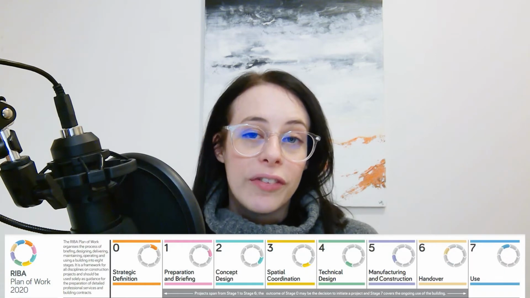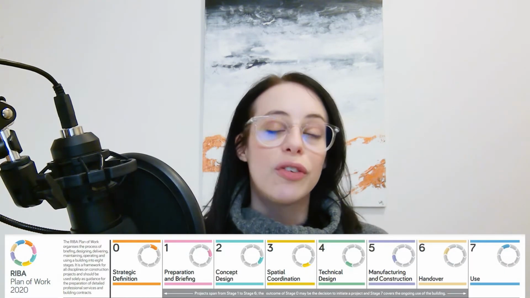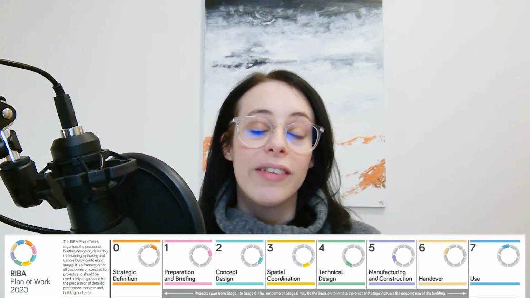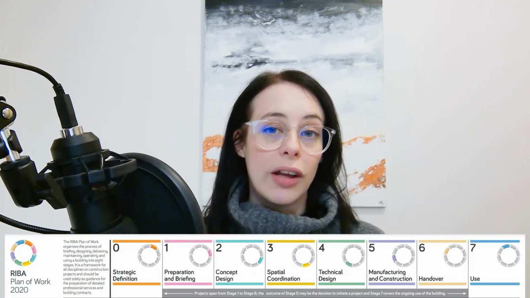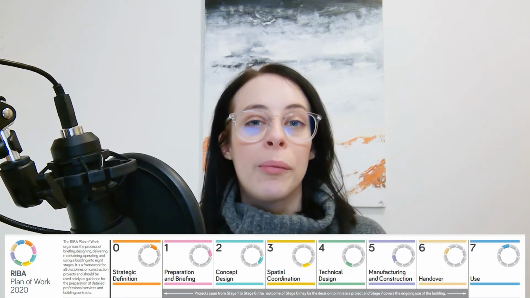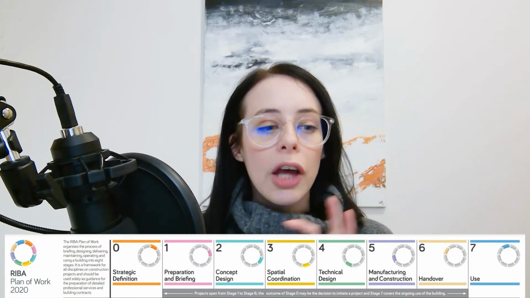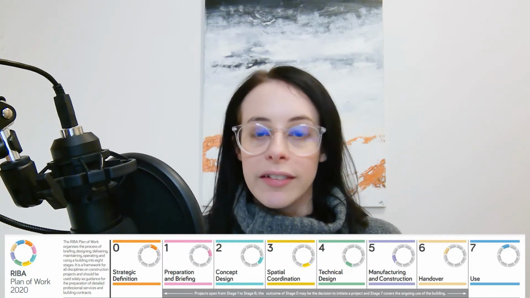Okay, and then also, as we've said, the things that you see in Part 3 applicants that they tend to be missing are stage 4 and stage 5. So stage 4 is technical design, which, as I would interpret it, would usually be designed for tender. So it's actually construction drawings that are being done. And obviously manufacturing and construction is on site.